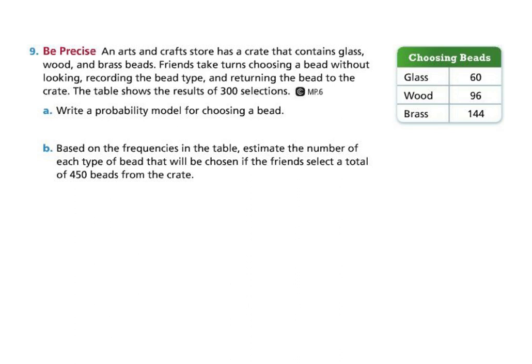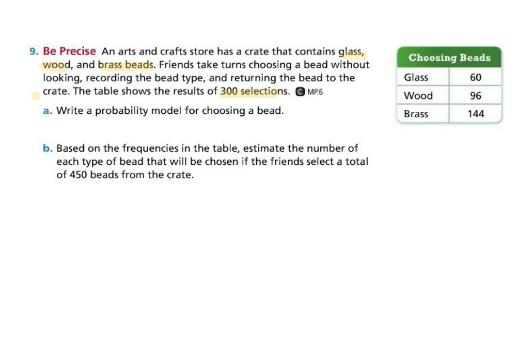Okay, this one is kind of tough, but I do like it. So let's try to work through it together. It says an arts and crafts store has a crate that contains glass, wood, and brass beads. Friends take turns choosing beads. Without looking, they record the type of bead and then they return it back to the crate. The table shows the results of 300 selections. Write a probability model for choosing a bead.